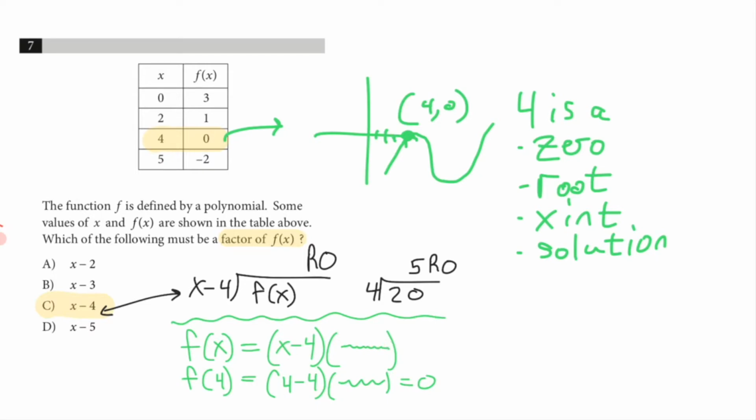If you were to factor these, x minus 4 times, and there would be lots of other factors here, x minus 4 being present in f of x means that when you plug in 4, you get out 0. So you've got to look at the table, find the 0, and the answer is 4. x minus 4 here.